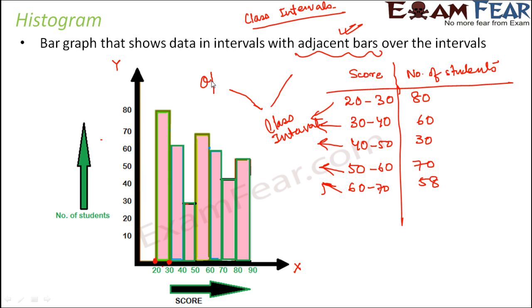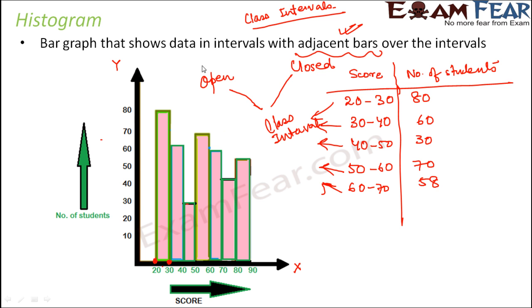One is an open interval and the other one is a closed interval. Open interval means the end points are not included. That means if I say 20 to 30 is an open interval, the score should be more than 20 but less than 30. So the two values 20 and 30 will not be considered in that interval. So that is an open interval.